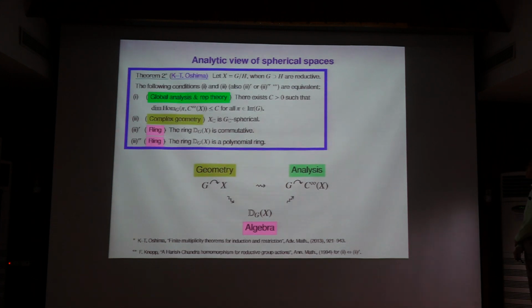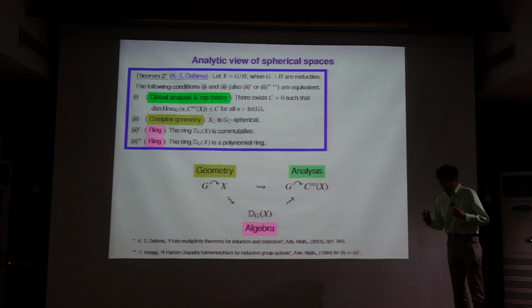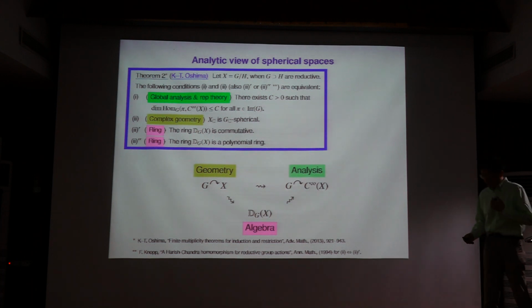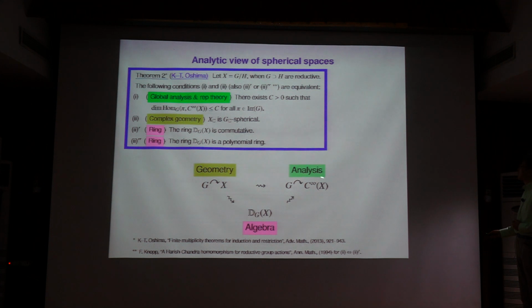Okay, now the analytic viewpoint of spherical space is the following. So this was first proved by myself and Oshima. We want to study analysis on a homogeneous space X equals Z mod H beyond the symmetric space case. And then the main important thing is whether or not the function space is under good control of the representation theory. The transitivity of G on X is not enough, and so we need some further conditions to have good control of the function space.